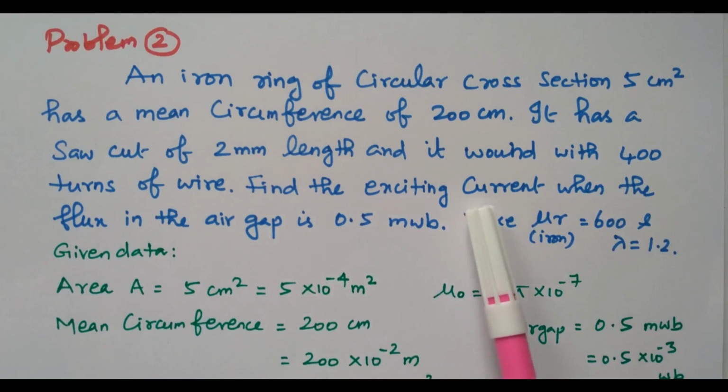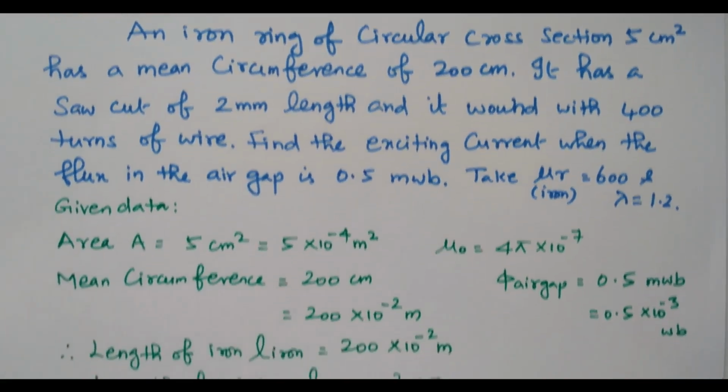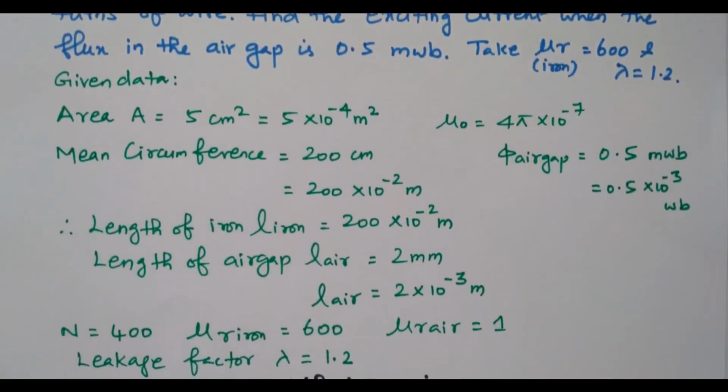Find the exciting current when the flux in the air gap is 0.5 milliweber. Take mu r for the iron as 600 and the leakage flux coefficient lambda equal to 1.2. The leakage flux is given as 1.2. Now we'll see what the data given are.